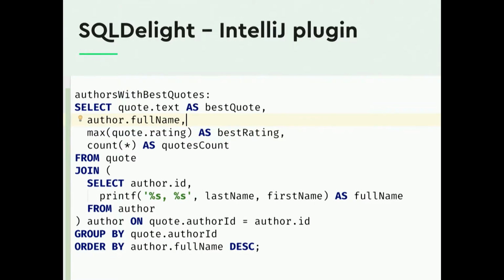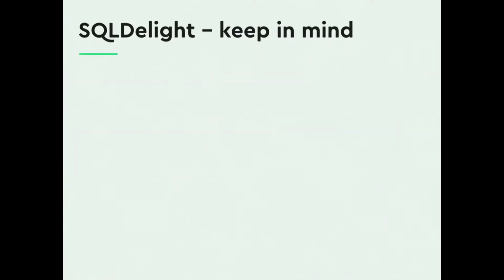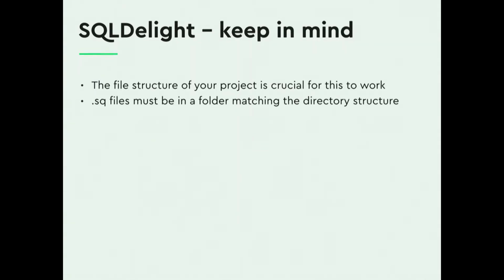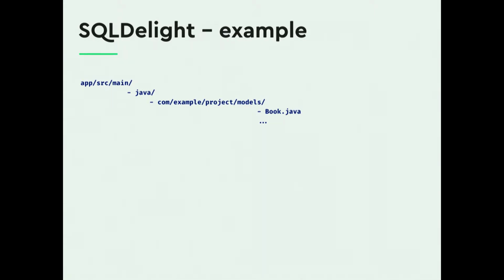One thing to keep in mind for it to work is that the file structure of your project has to be in one particular manner. The SQL files have to be in a folder that matches the directory structure. One example that I'm going to show you here: let's say you have this application with this particular package, and you have, for example, this book.java class. So your .sql files have to match that. Exactly the same, you have a folder called SQLDelight, a sibling of the Java folder, and you put your SQL files there. And that's basically all that SQLDelight asks you to do.